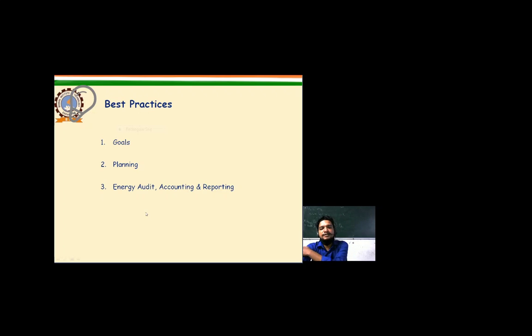The third point is energy audit as well as accounting and reporting. This third point is part of your syllabus of Unit 5, and this will be covered in this lecture. So we will discuss all these points.